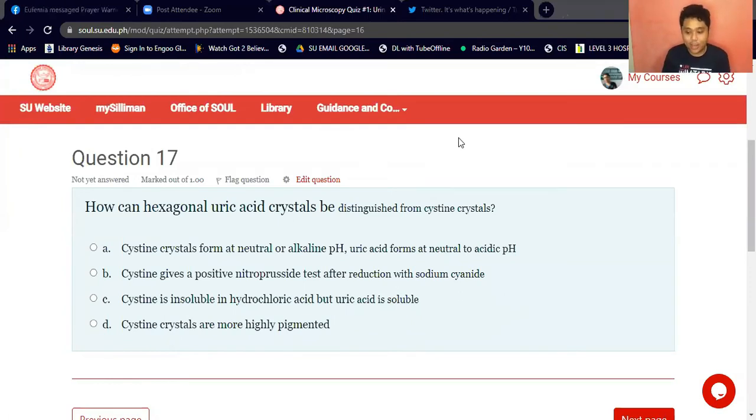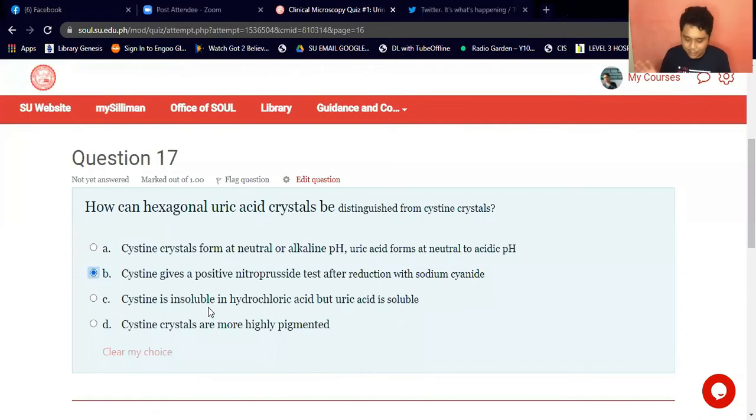Very good. So therefore, as mentioned, abnormal crystals precipitate in what pH? Acidic. Very good. So therefore, letter A is not the answer. Letter C, cysteine is insoluble in hydrochloric acid, but uric acid is soluble. Is that correct? Wrong, it's the opposite. Letter C is not correct. Letter D, cysteine crystals are more highly pigmented. Did we mention that cysteine is pigmented? It is usually colorless. Your uric acid itself is yellow, it could be yellow-brown. So therefore, the correct answer is letter B.